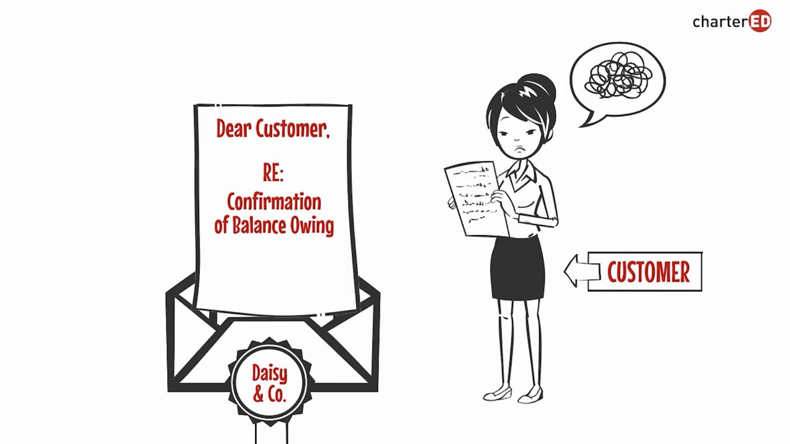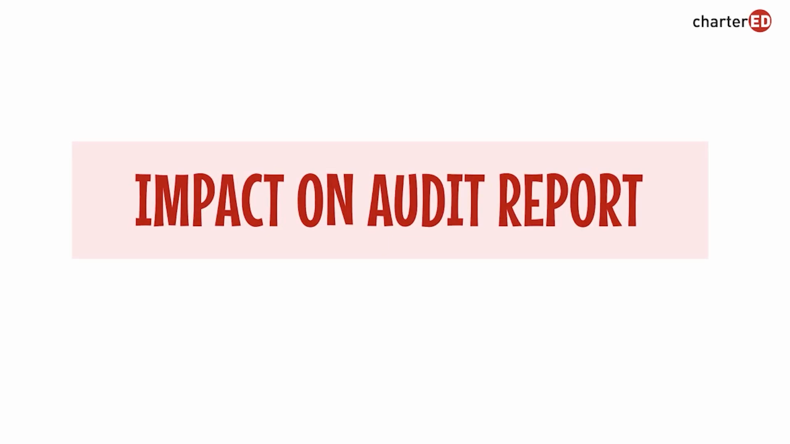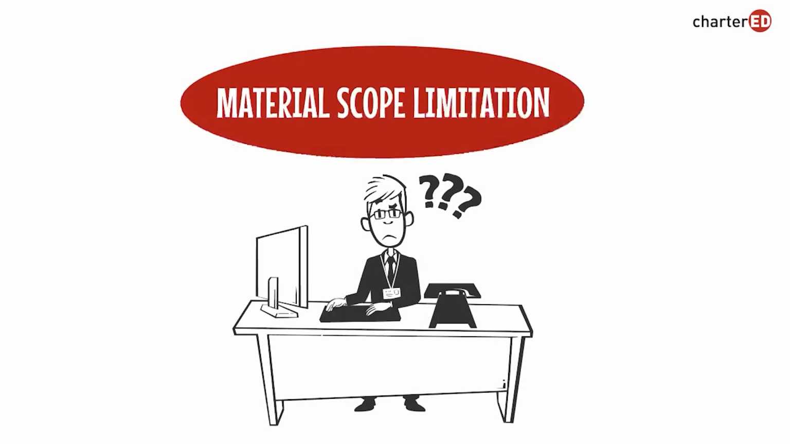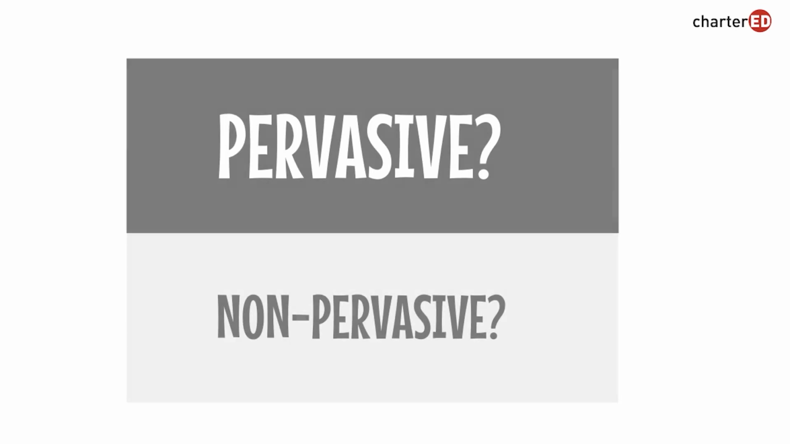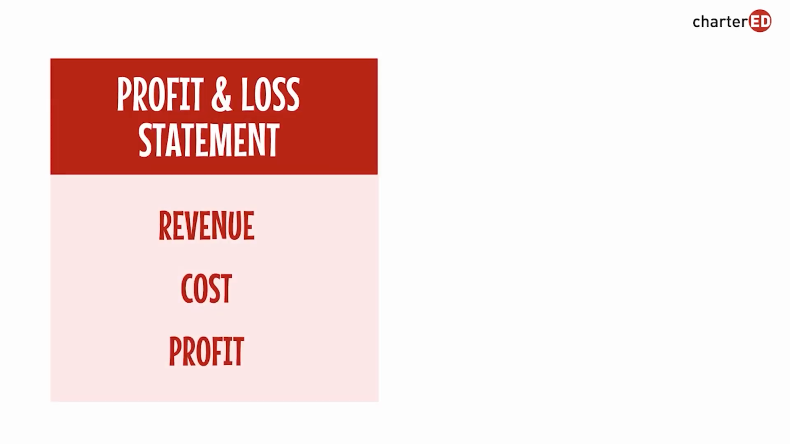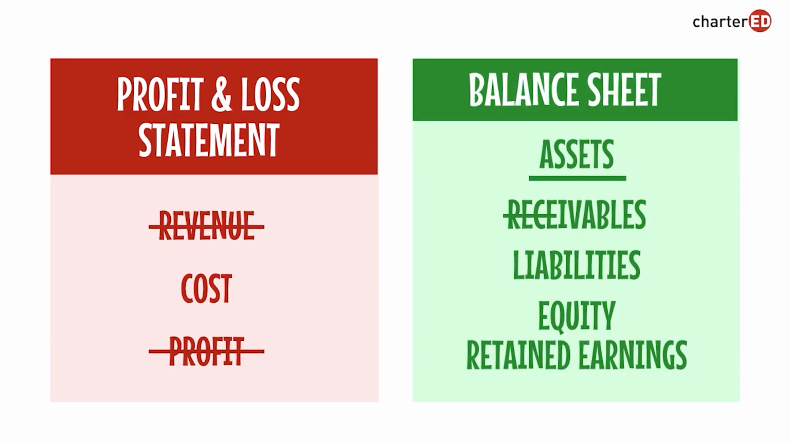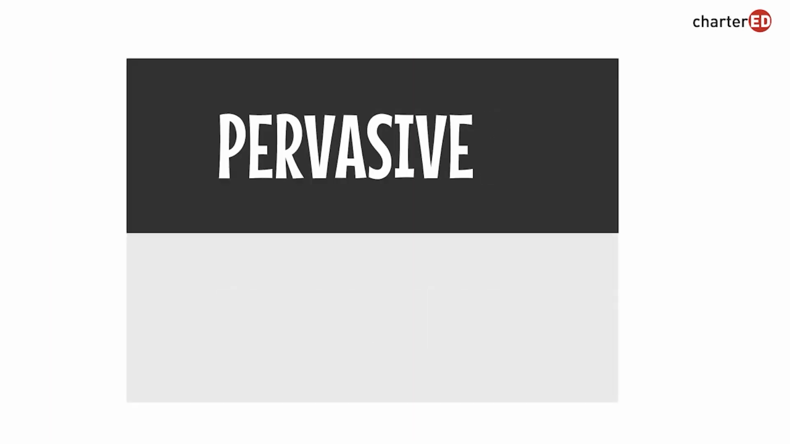However, if auditors still fail to obtain sufficient evidence even after trying all of the above procedures, we need to ask ourselves, what impact would the missing evidence have on the audit report? Well, we already know that this issue is a scope limitation and material. So, is this matter pervasive or non-pervasive? Just looking at it from a simple P&L perspective, this issue would impact revenue and profit. In the balance sheet, it would impact receivables and retained earnings. These are big-ticket items in a company's financial statements, so this issue is pervasive.